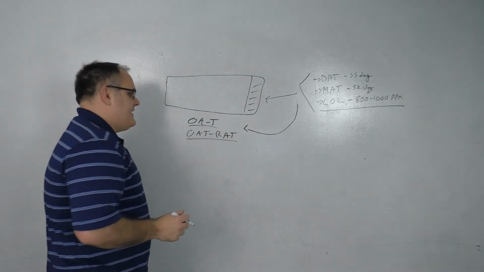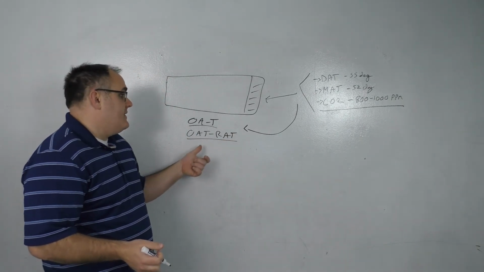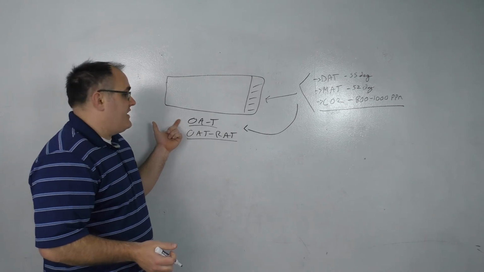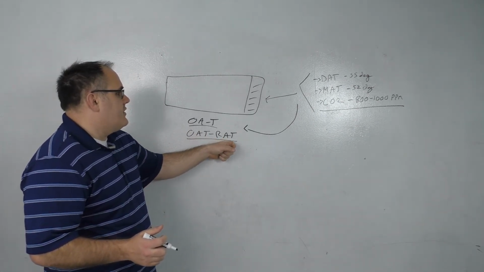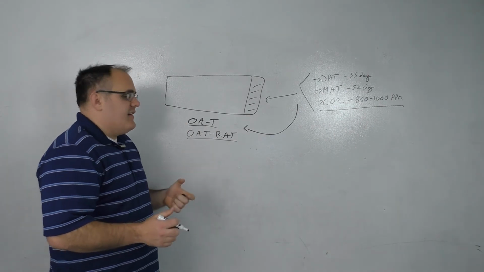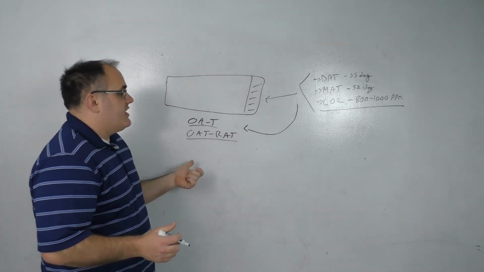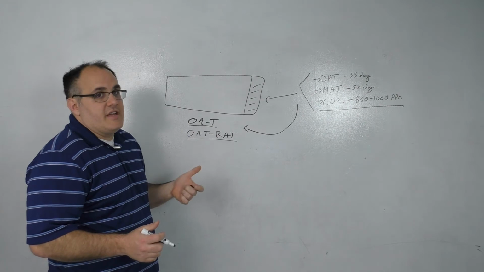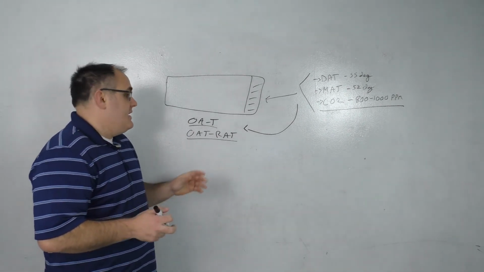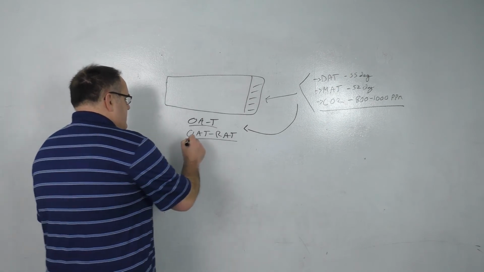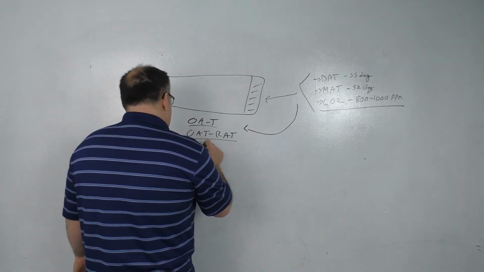While not necessarily the best way, it still is a little bit better than OAT only, because now you're looking at return air temp and you're saying, hey, if return air temp is less, then we're going to use mainly our return air damper and not our outdoor air damper. The ultimate way is to use what's called enthalpy.